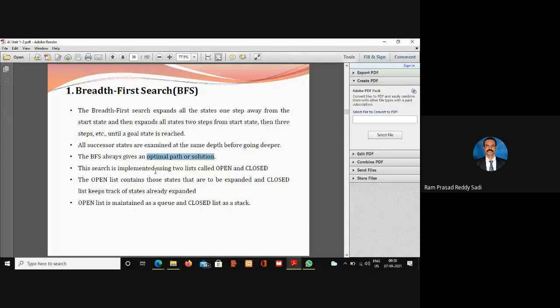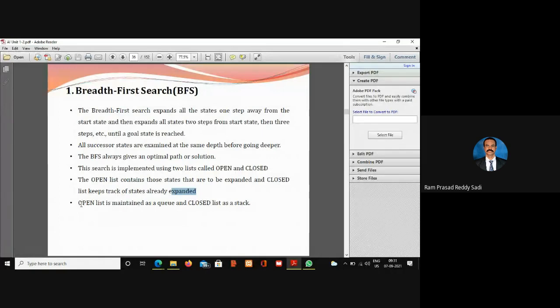The search is implemented using 2 lists called an open list and a closed list. The open list contains those states that are to be expanded, that means which are not yet visited. And the closed list keeps track of states that are already expanded. Already expanded means already visited. See, in data structures, I've said a visited set and unvisited set. Here we are using the words open and closed. Open means the nodes that are not visited or not expanded, which are yet to be expanded. Closed means this list contains all those nodes that have been already visited or expanded.